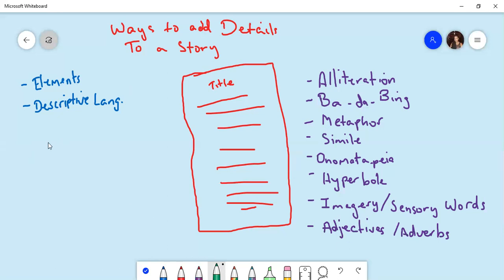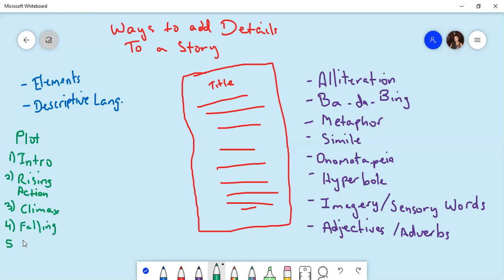Do the 5 main parts of a plot. What does the plot contain? Introduction, the rising action, climax, falling action, conclusion. And the conclusion.